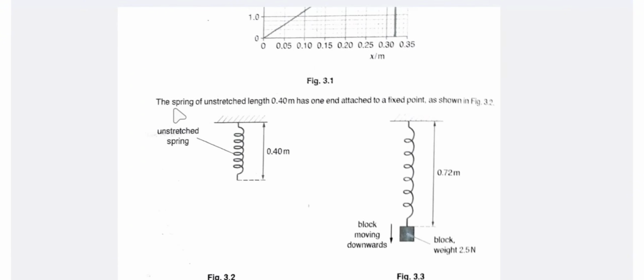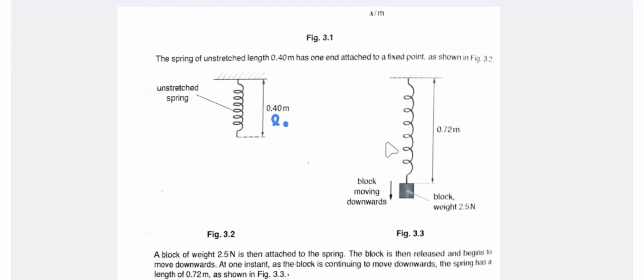For question number 3, the variation in extension x of the force F acting on the spring is shown in figure 3.1. So this is the force against extension graph. The spring of unstretched length 0.40 has one end attached to a fixed point as shown in figure 3.2. So the unstretched spring has initial length L0 as 0.40.